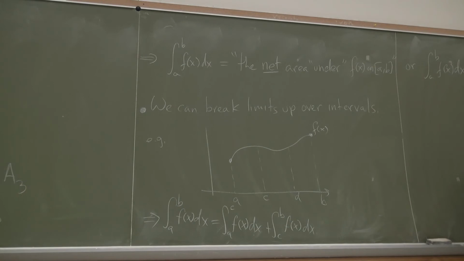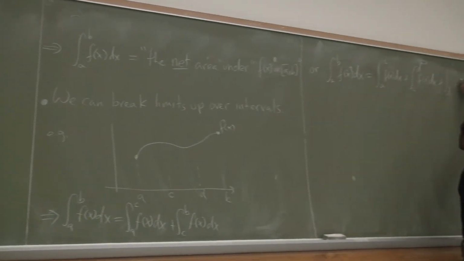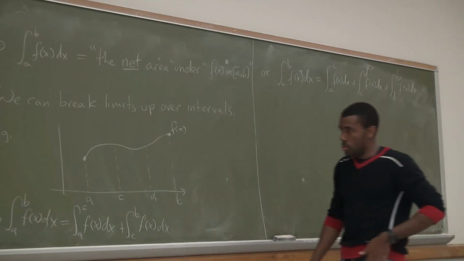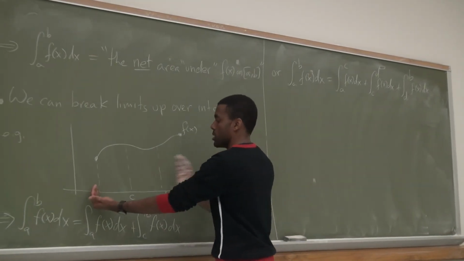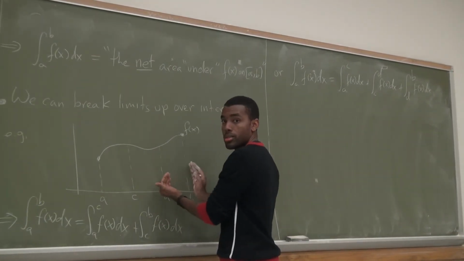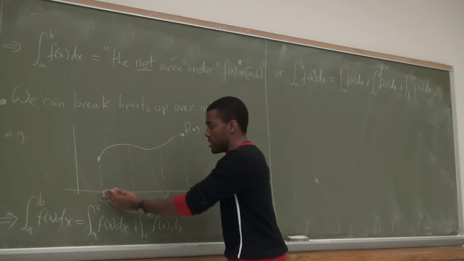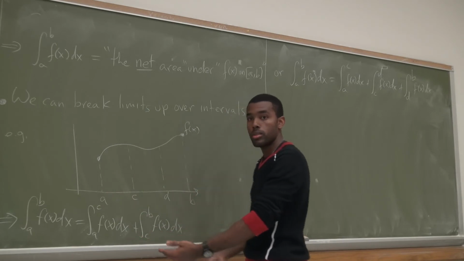I can go from A to C, then go from C to D, then go from D to B. What I'm saying is we can break up this interval into chunks. And I can integrate on each chunk and add them together. And it's the same as integrating the whole thing all at once.